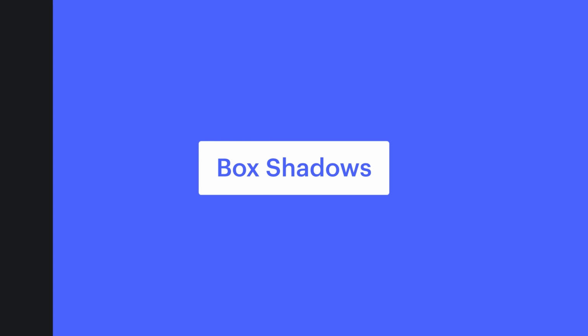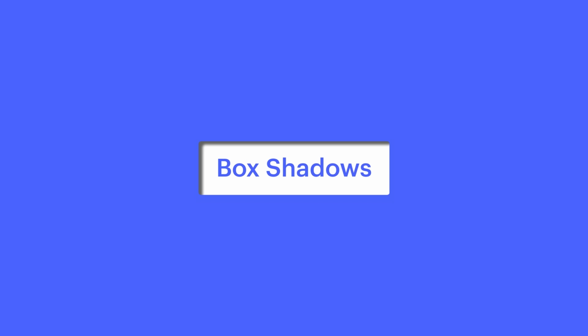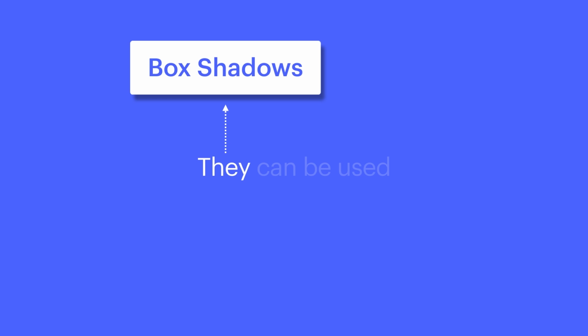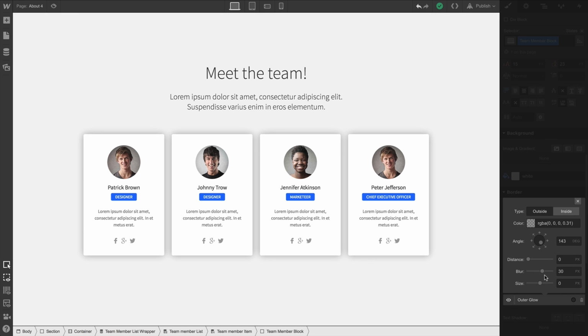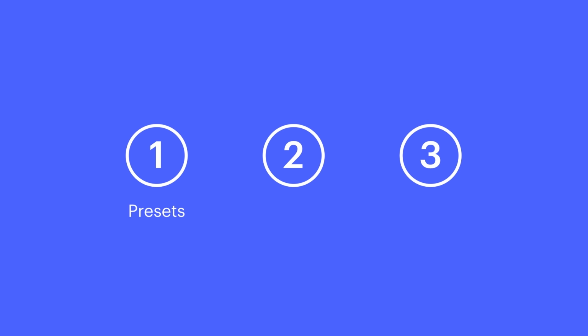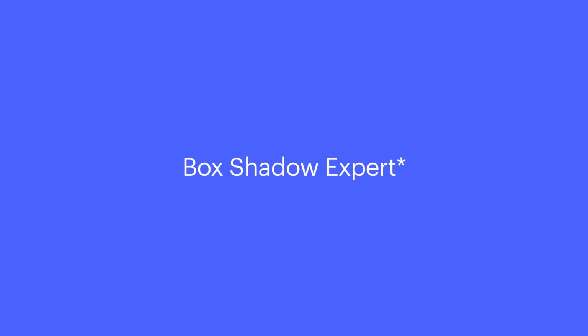Box shadows add styling outside or inside the rectangular boundary of an element. They can be used, the pronoun they, of course, referring to box shadows, to add focus or depth to buttons, sections, div blocks, you name it. We're covering box shadow presets, box shadow styles. We'll talk through adding transitions to these shadows. And by the end of this, you'll be a box shadow expert.